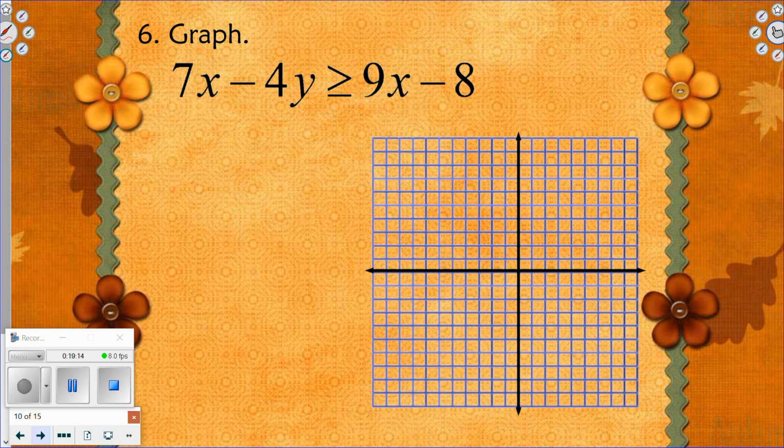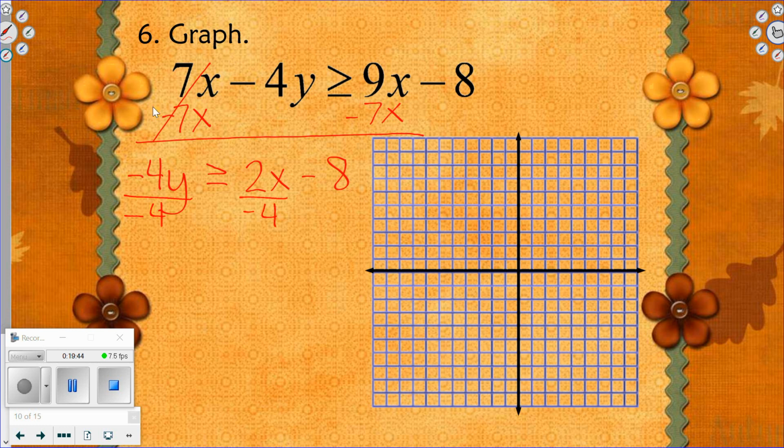Sorry. No, I would subtract the 7x over there. No different than the other problem, but I have a like term over here. So negative 4y greater than or equal. Since those are like terms, put them together. We're going to get 2x. All right, then what? Divided by negative 4. Very good. I'm going to switch that sign because I divided by a negative. So instead of greater than, it's going to be less than or equal to.